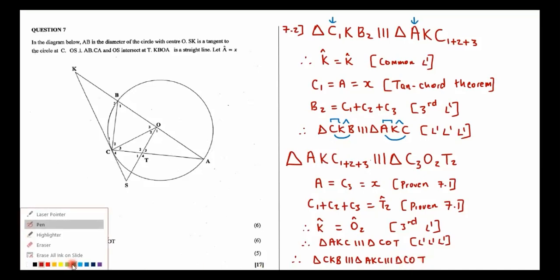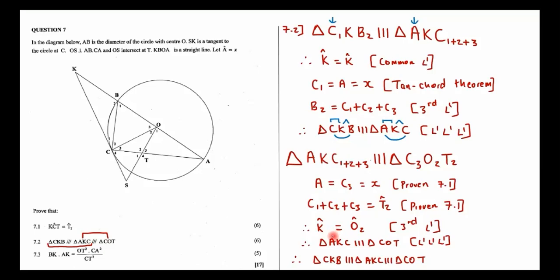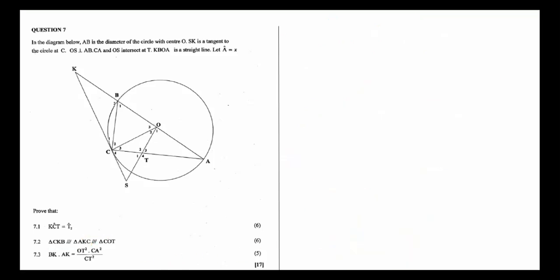All right, before I move on, just make sure that you have your heads there like that, this over that, and then that over that. Okay, so now let's go ahead and move into the final part. So the final part, 7.3, they're saying that we need to prove that BK times AK is equal to OT squared times CA squared over CT squared.